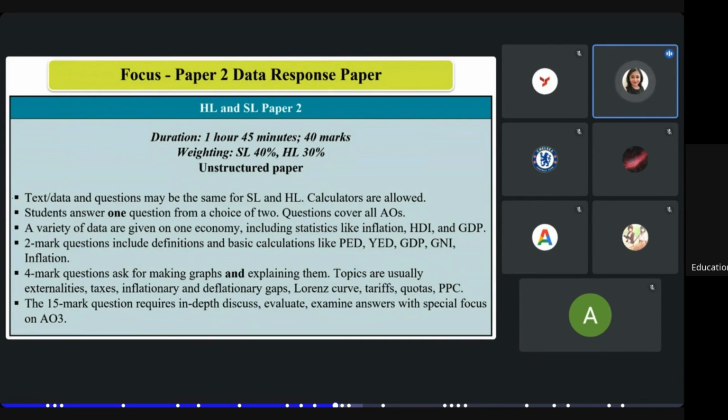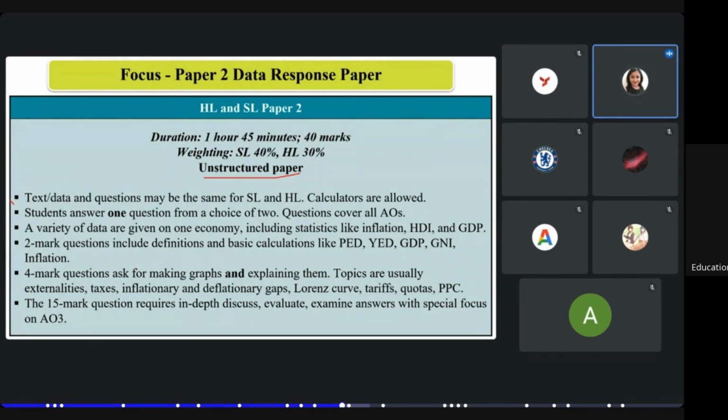This is a data response paper. This is also an unstructured paper, meaning question paper is separate and you get answer sheets to write. Anything you write on the question paper, the examiner does not see. We only get to see your answer paper. So make sure you're not writing answers on the question paper, because as an examiner, I'm telling you, we do not get your question papers. We only get scanned copies of your answer sheet.